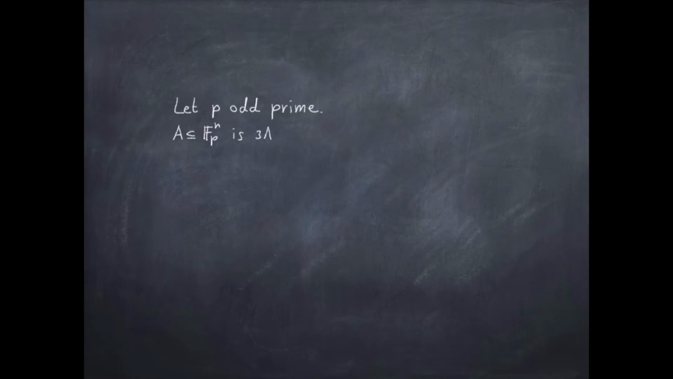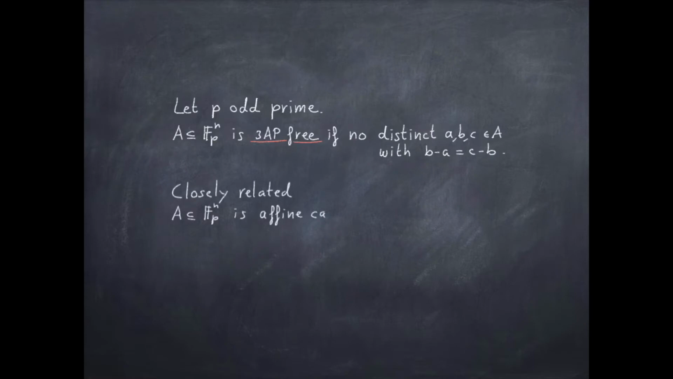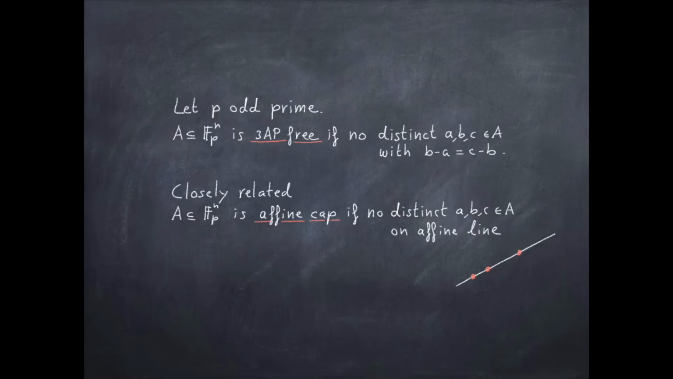Throughout this lecture, p will be an odd prime. A subset A of the n-dimensional space over the field of p elements is called 3AP-free if it doesn't contain any proper three-term arithmetic progressions. A closely related concept studied in affine geometry is that of an affine cap. A subset A of the n-dimensional space is called an affine cap if it doesn't contain 3 points on a line.